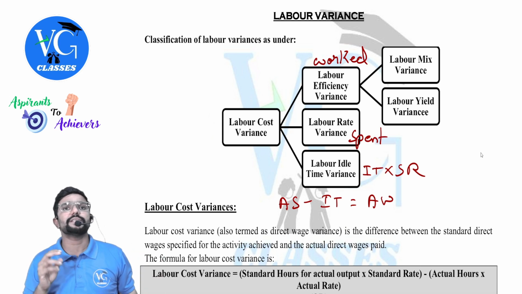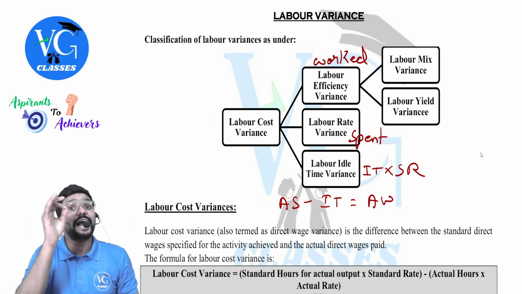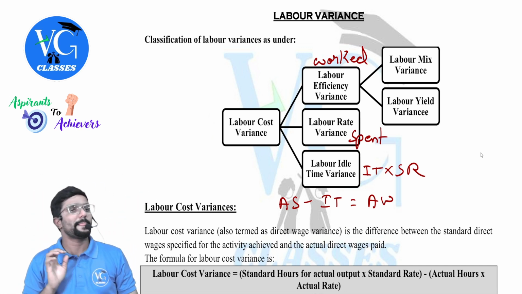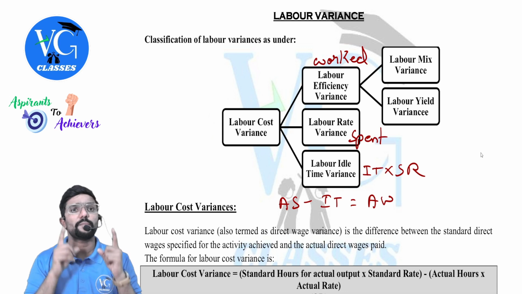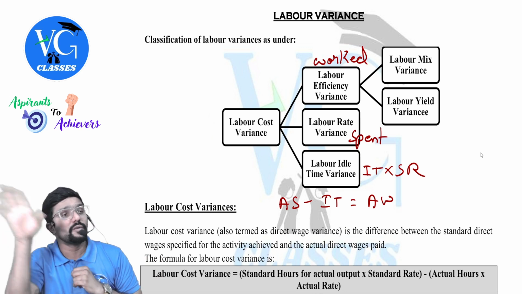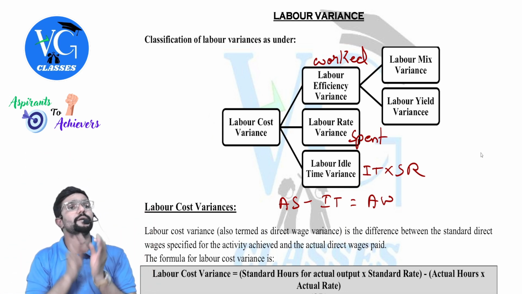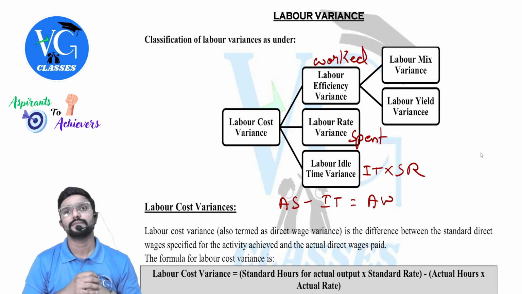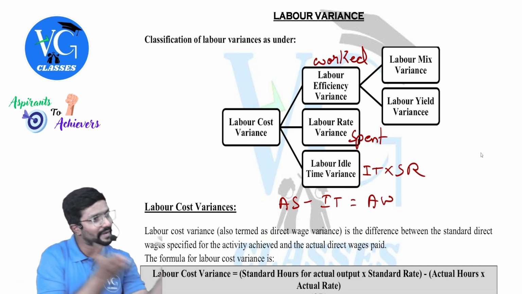Then coming to labor rate variance. What is the formula? Standard rate minus actual rate into actual hours spent. Simple. We are making the payment for what? Hours spent. Clear? Yes. Then labor efficiency variance. Efficiency is always based on the productivity of the workers. Productivity of the workers we will get from hours worked. So what is the formula? Standard hours for actual output minus actual hours worked into standard rate. Okay, sir.